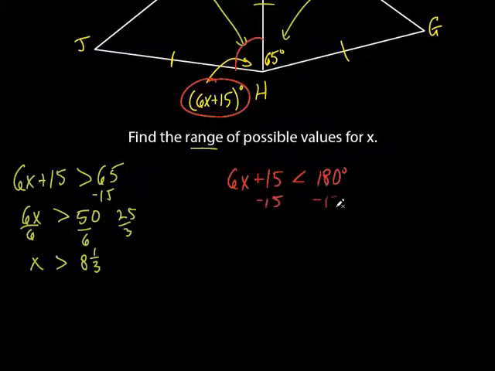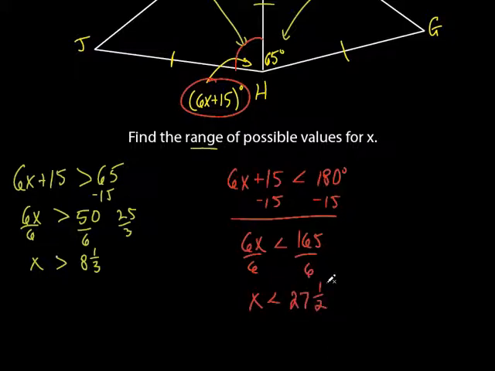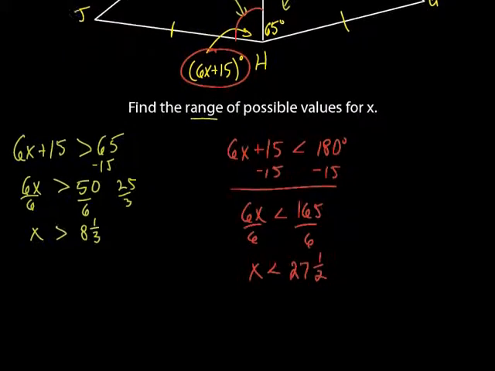So we subtract 15 from both sides. We take 6x, we still keep it less than, and that's 165, and then we divide that by 6. I'll let you work that out. I'm just looking in the book. It's going to be about 27 and a half. The book says 27.5, but we'll just use a fraction. So let's take a look at that.